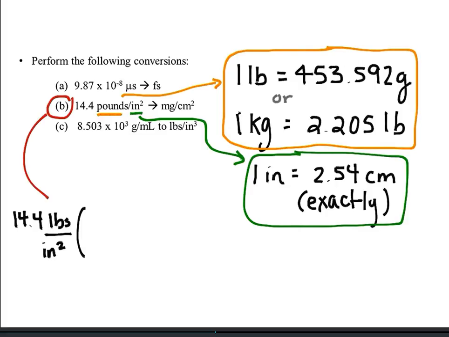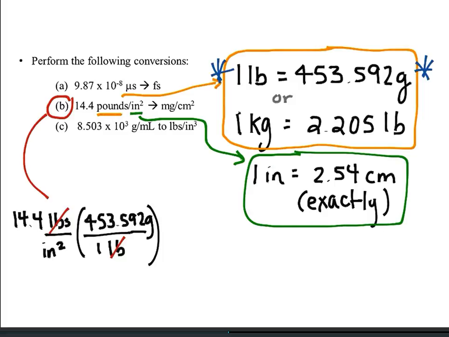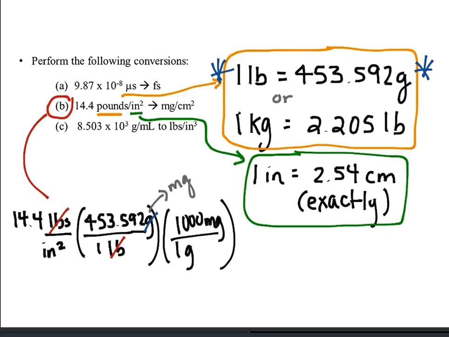So we're going to start with pounds. We're going to go from pounds to grams because that's a more direct conversion. Pounds is on the bottom in our conversion so that it cancels. Now if we stop here, we'll have units of grams per square inch. But we're not done yet, because we need to convert the denominator into square centimeters. Oh wait, we need to go to milligrams. Sorry, forgot. So we're going to go from grams to milligrams. Now we're going to convert the denominator into square centimeters.